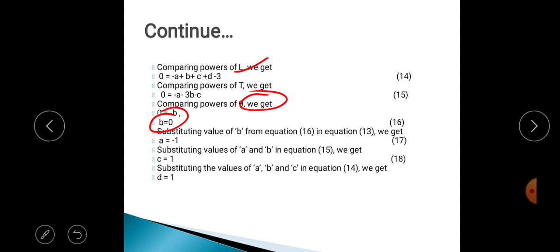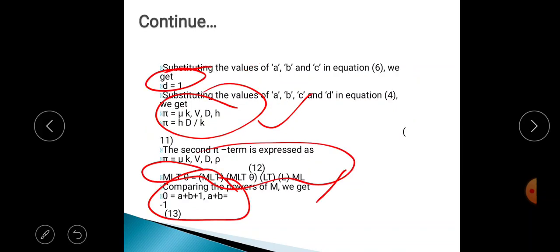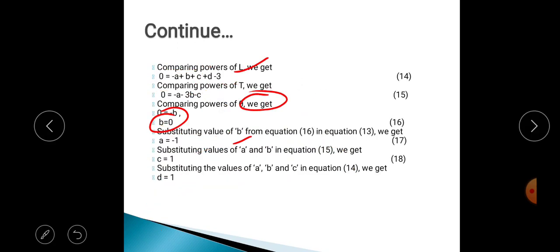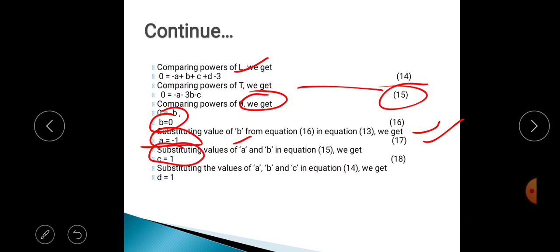Now after substituting the value of b from equation 16 in equation 13, we get a equals minus 1, which is equation 17. Then we substitute, and we get the value of b equals 0 and a equal to minus 1. Now we will substitute the values of a and b in equation 15 here. So we get c equals 1.